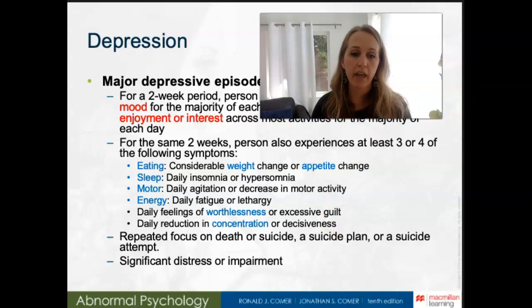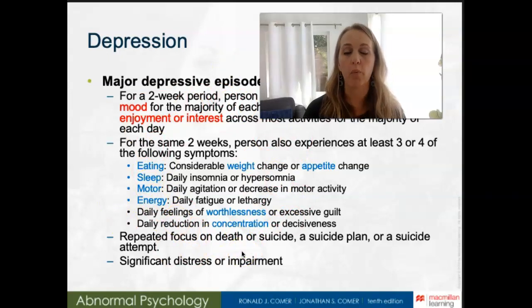So now let's look at the diagnosis of depression. So now we know what a depressive episode is. We have all of this as the category for a depressive episode. We know what a depressive episode is. So what is the qualification for a major depression? So let's look at that.